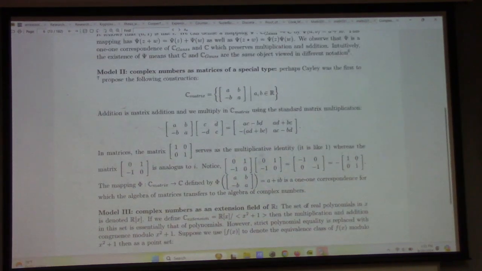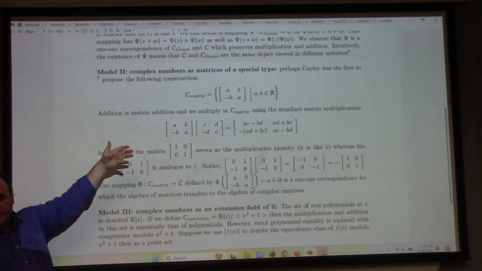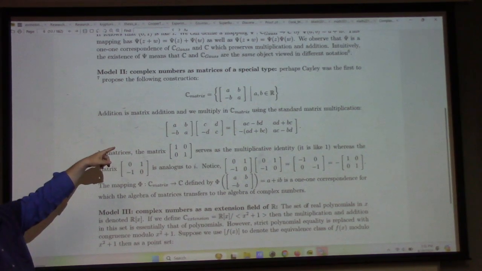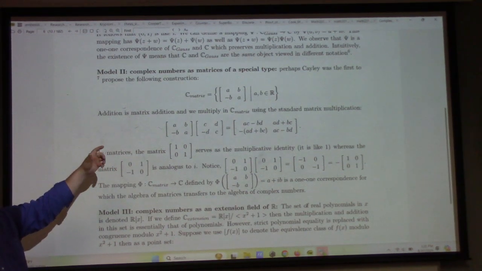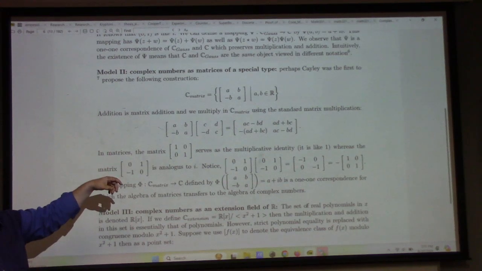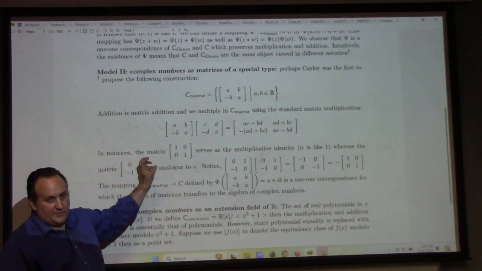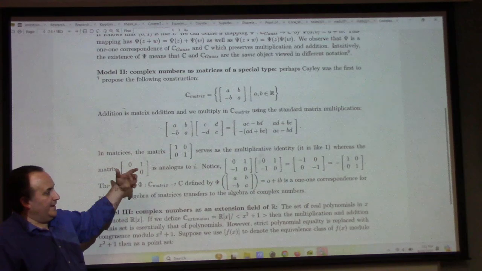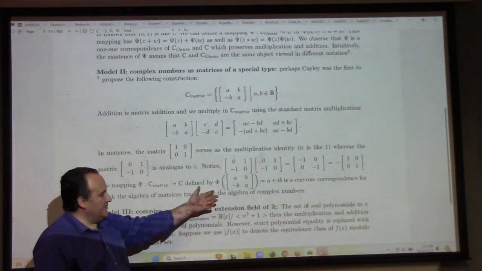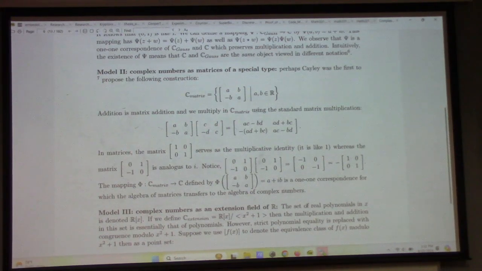All right, so the other way is you could look at 2 by 2 matrices of the form A, B, minus B, A. If you look at these matrices and you multiply them, the identity matrix behaves like the number 1, and the matrix 0, 1, -1, 0 squares under matrix multiplication to minus the identity matrix. So that's like the number I. And so this is another way. You could build complex numbers as 2 by 2 matrices. We had a professor who used to take that as the definition of complex numbers because he likes matrices.